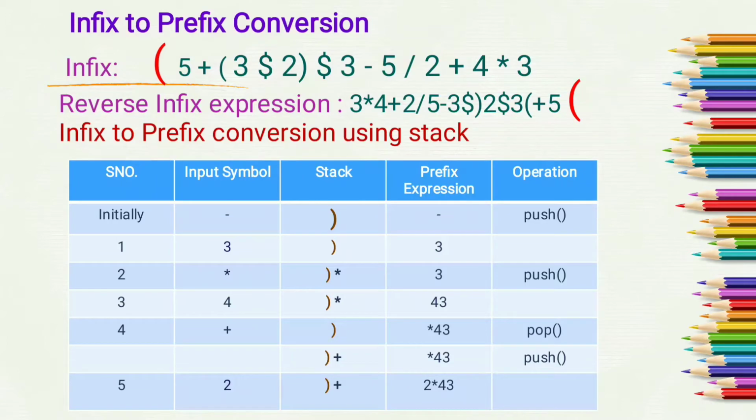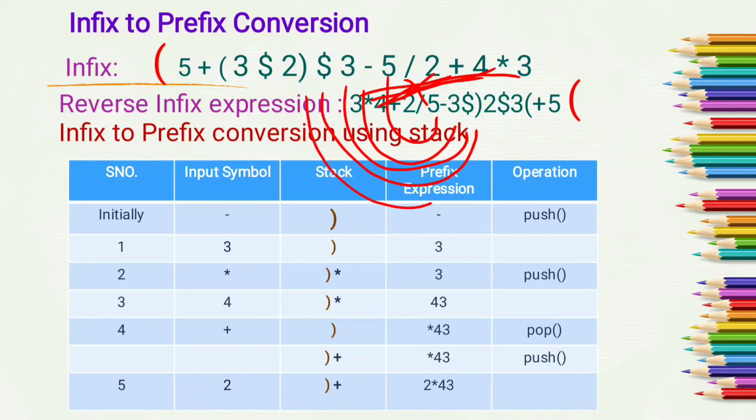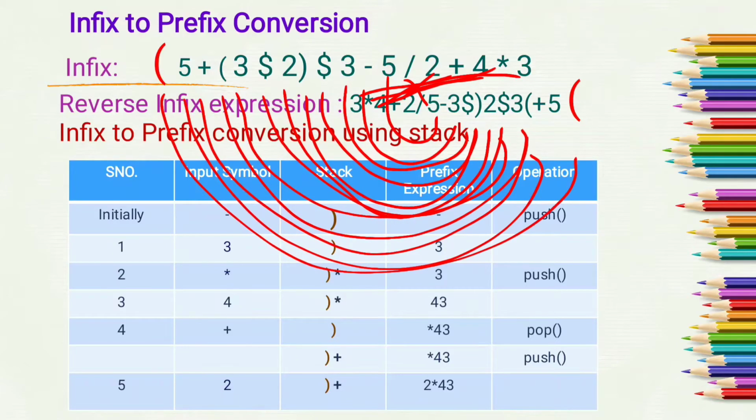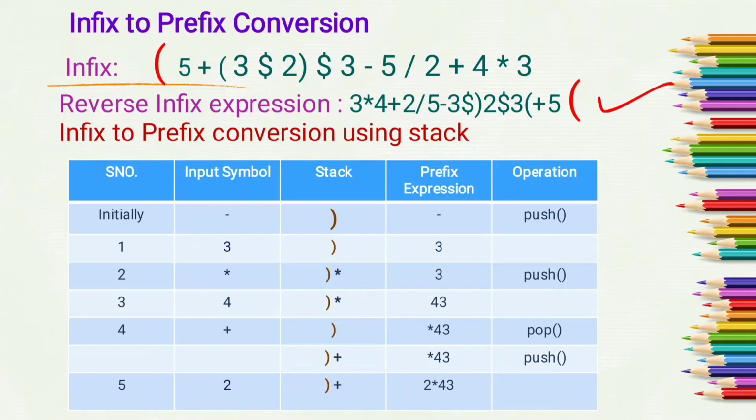Now the first step is to add an open bracket at the start of the infix expression, then reverse the infix expression. So the reversed infix expression will be 3 multiplication 4 plus 2 divide 5 minus 3 power closing bracket 2 power 3 open bracket plus 5 then open bracket. Now this is our reversed infix expression.